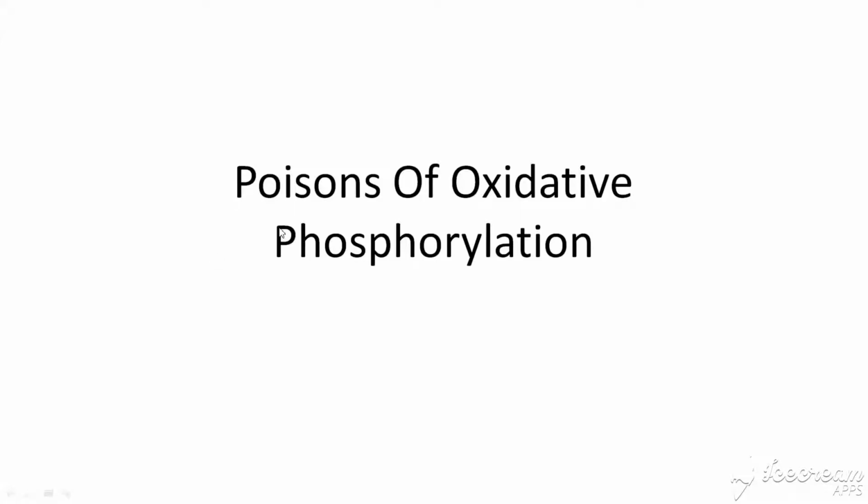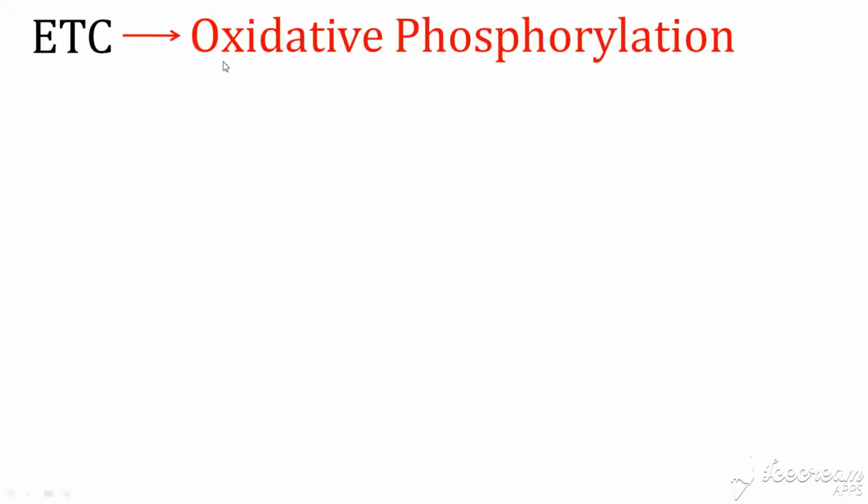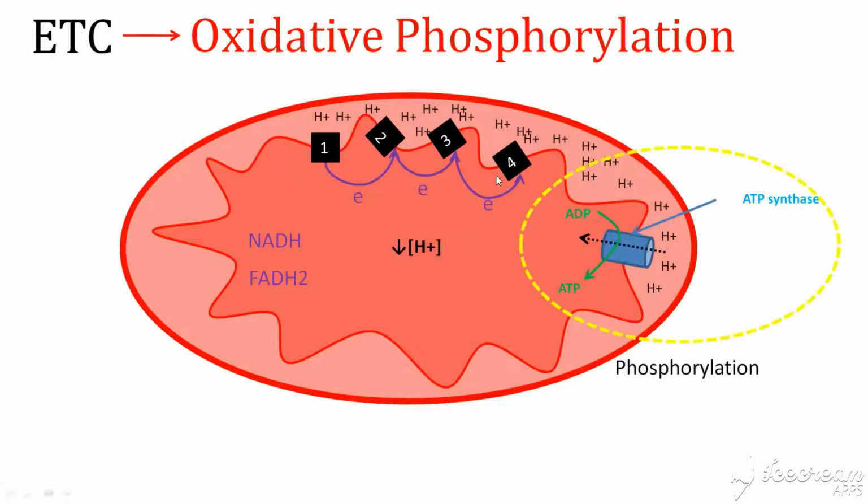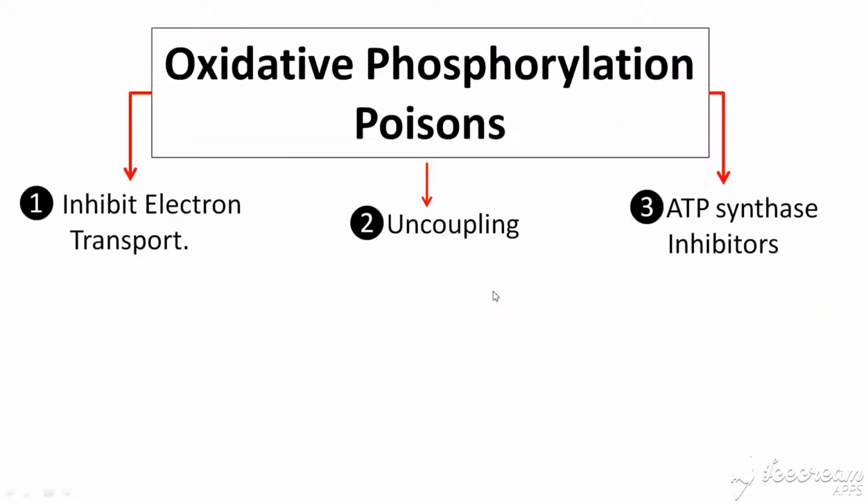So in this video, we're going to be talking about the poisons of oxidative phosphorylation. So we said before that the main goal of the electron transport chain was the process called oxidative phosphorylation. Now, why is it called oxidative phosphorylation? Because there's a process of oxidation that happens between the different complexes that are located on the inner mitochondrial membrane. And there is a process of phosphorylation that happens with the protein ATP synthase, in which it phosphorylates ADP to synthesize ATP. So these two together are called oxidative phosphorylation.